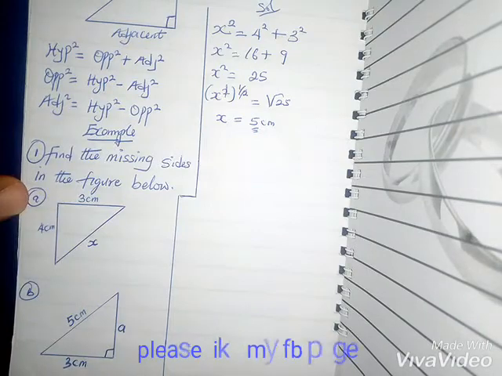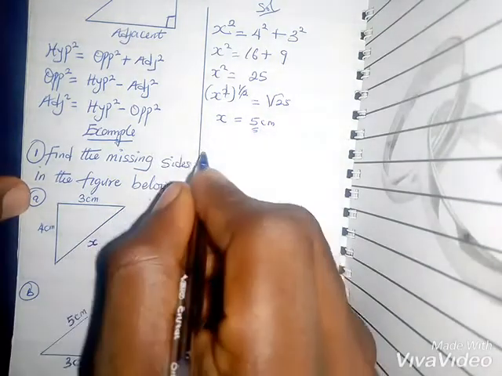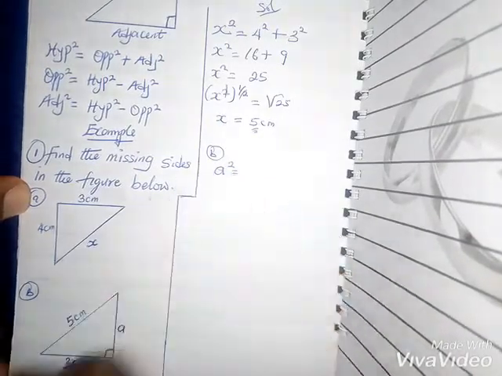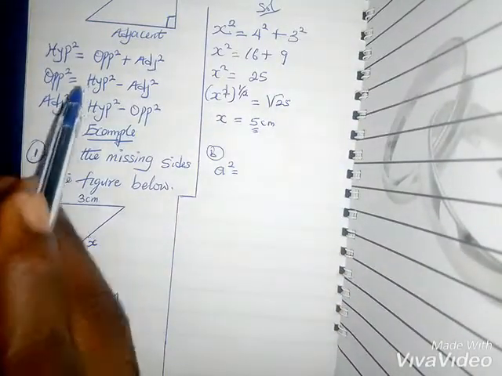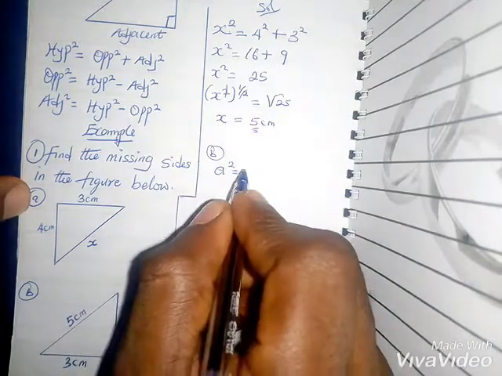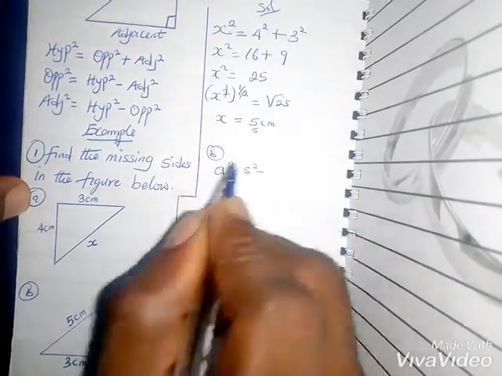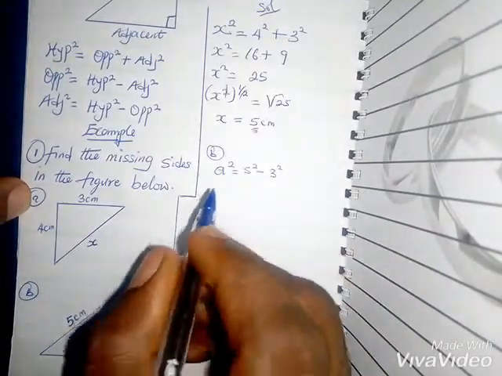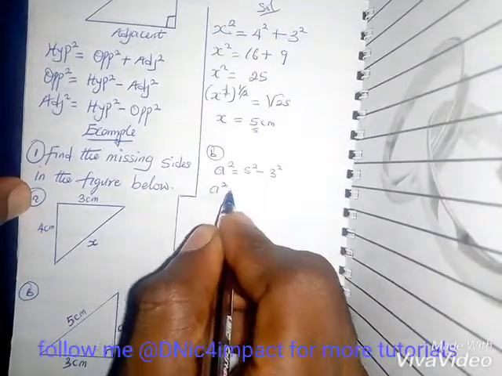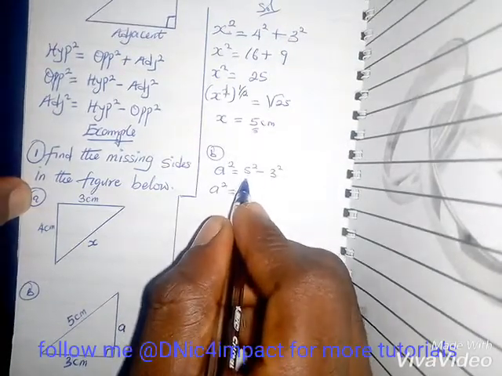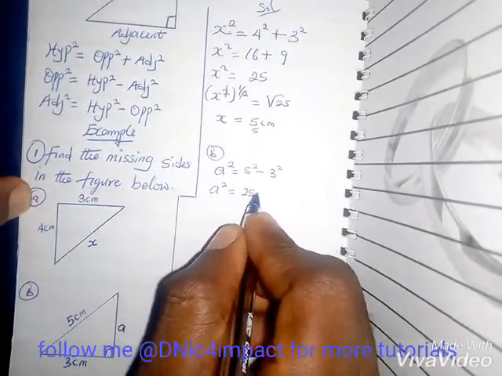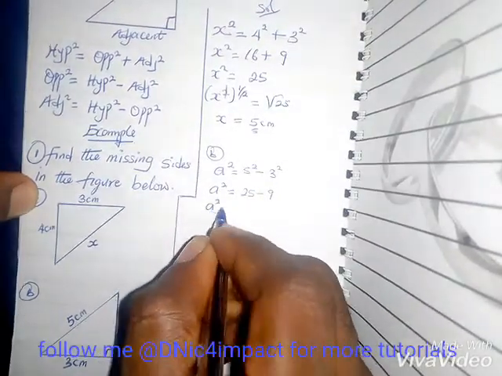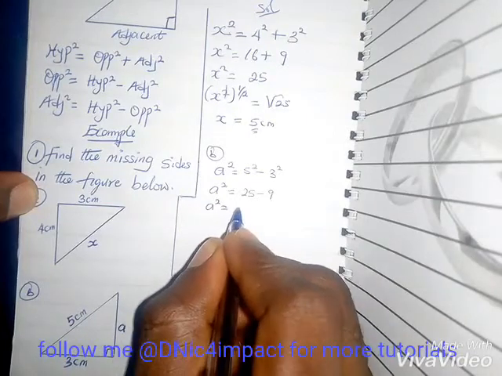Now, how do we simplify this? The opposite is a, so in the second one, we have a square is equal to, you now look for your hypotenuse, the longest side, which is 5 square, minus the adjacent, which is 3 square. Remember, we are using the second formula. So we have a square equal to 5 square, which is 5 times 5, which is 25, minus 3 square, which is 3 times 3, which is 9. So we bring down our a square equal to 25 minus 9, which will give us 16.